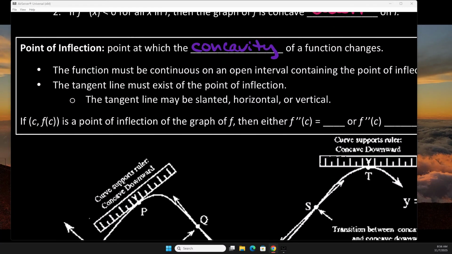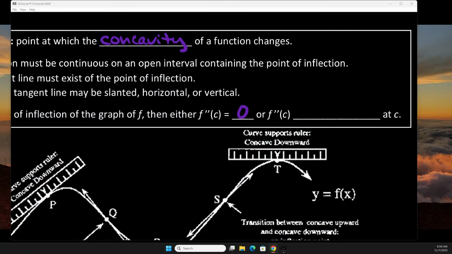And if we have a point of inflection at C, then either f double prime of C, so the second derivative at C, is 0, or that second derivative at C is undefined. It would be undefined in the case of a vertical tangent line. And you can kind of see that on the cube root graph.